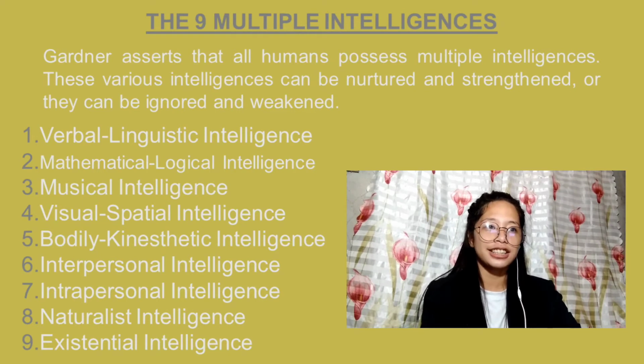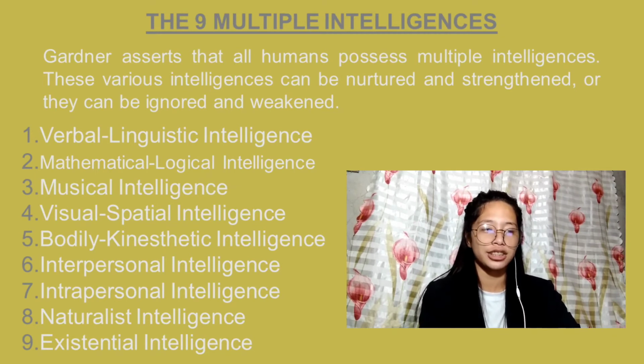Musical intelligence. The ability to produce and appreciate rhythm, pitch, and timbre. Visual or spatial intelligence. The capacity to think in images and pictures to visualize accurately and abstractly. Bodily or kinesthetic intelligence. The ability to control one's body movements and to handle objects skillfully.